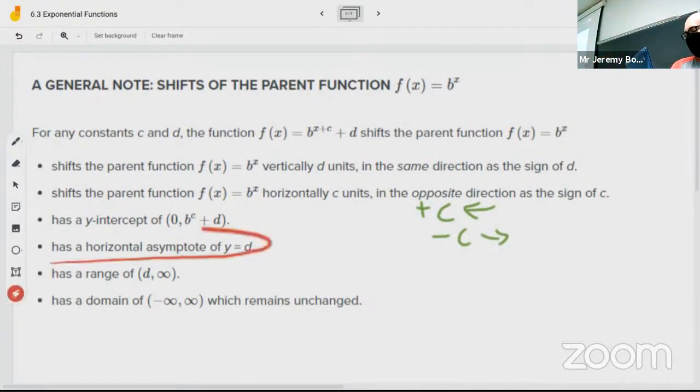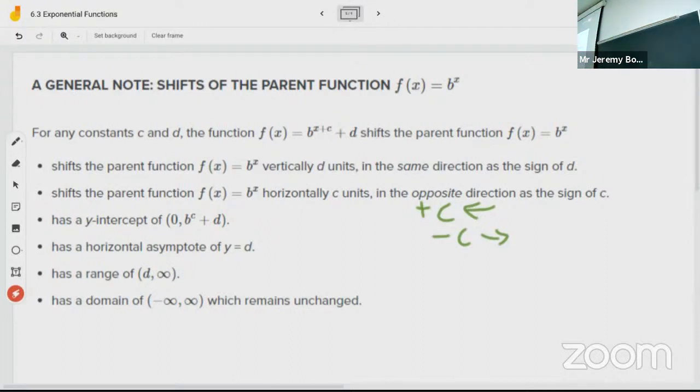The horizontal asymptote, remember I said that could shift? It's always going to be y equals d. Whatever that d is, which in our basic function is 0, so it's 0 most of the time, but it's always going to be whatever d is. That means the range is always going to be from d to infinity.